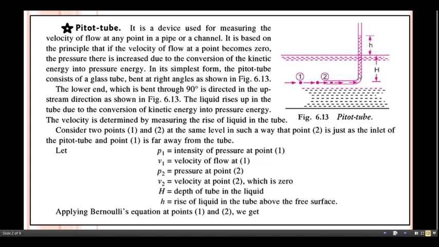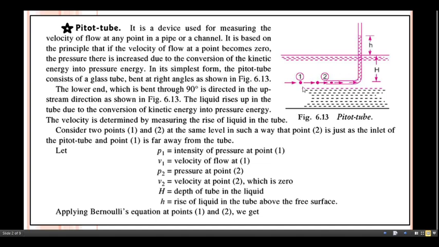So this Pitot tube in its simplest form is bent at 90 degrees. The lower end, which is bent through 90 degrees, is directed in the upward or upstream direction. In this way, the liquid rises up in the tube due to conversion of kinetic energy into pressure energy. The velocity is determined by measuring the rise of liquid in the tube.